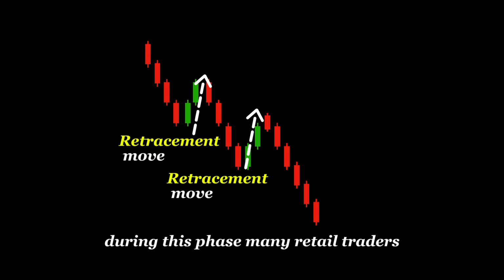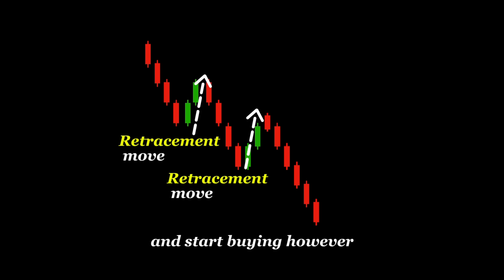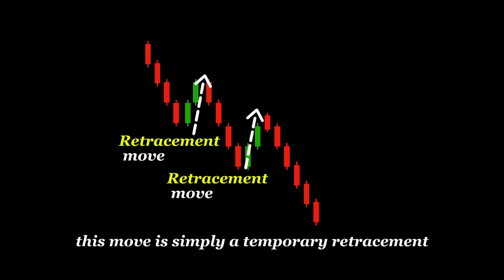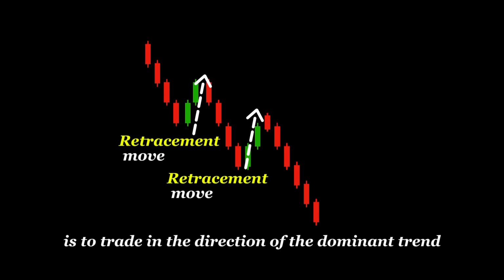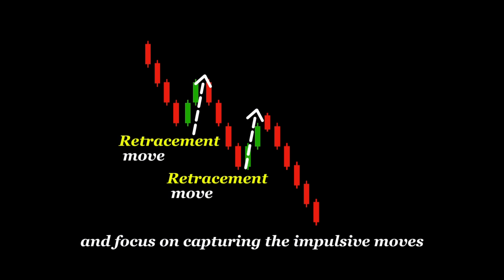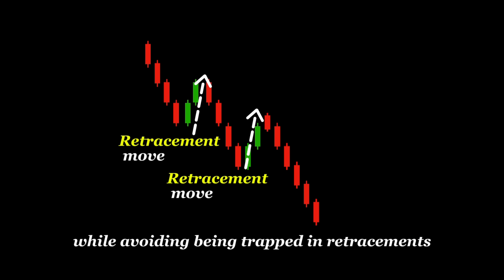During this phase, many retail traders believe that the market is reversing and start buying. However, in many cases, this move is simply a temporary retracement before sellers regain control and continue driving the market lower. Our goal is to trade in the direction of the dominant trend and focus on capturing the impulsive moves while avoiding being trapped in retracements.